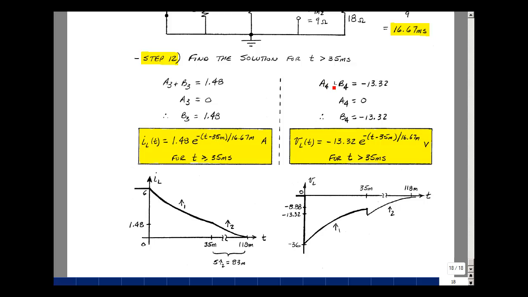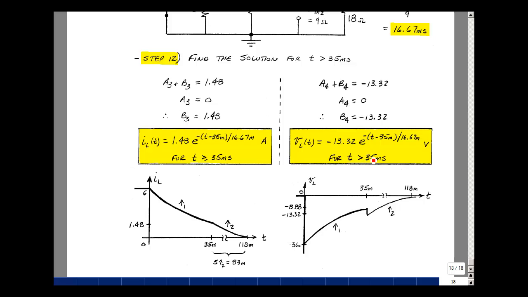For the voltage, we had A4 plus B4 was minus 13.32. A4 was 0, so therefore B4 is minus 13.32. Voltage is equal to 0 minus 13.32 times e to the minus quantity t minus t0, 35 milliseconds, divided by 16.67 milliseconds. We don't have the equality here because we are going to see a jump in voltage. It doesn't have to jump, but in this case it did.